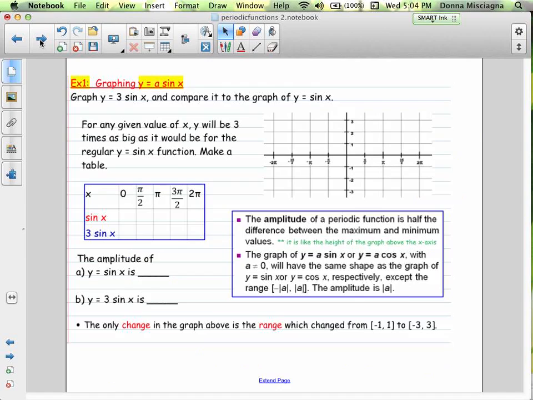So now we're going to get to some graphing. And I think some of these are in your notes. I erased them for me, but I left them for you. And I don't remember which ones, but I think this might be one.